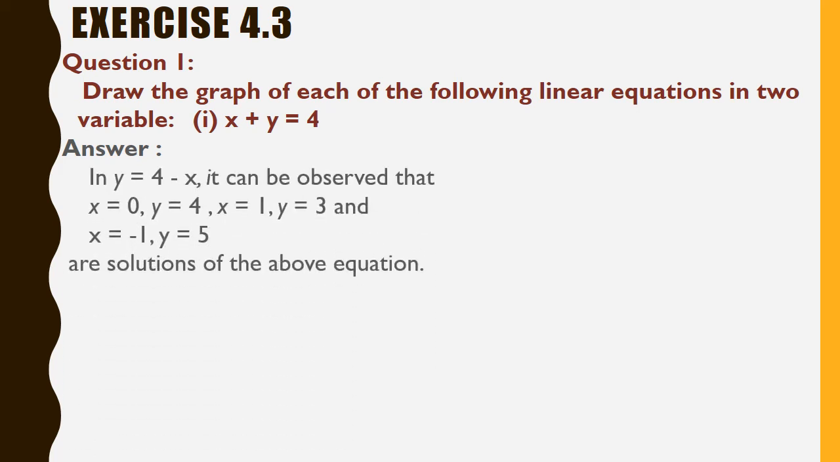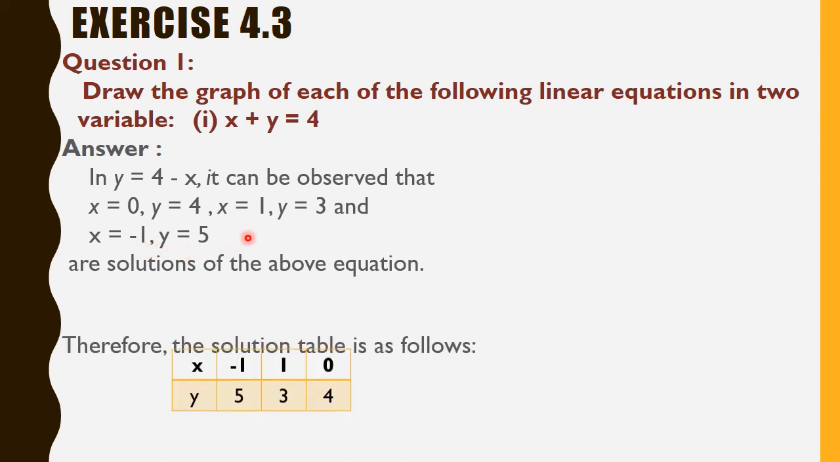We can write this equation in terms of y. So we'll get y equals 4 minus x. And if we put different values of x, we will get corresponding values of y. So it can be observed that for x equals 0, y will be equal to 4. For x equals 1, y equals 3. And for x equals minus 1, y equals 5.